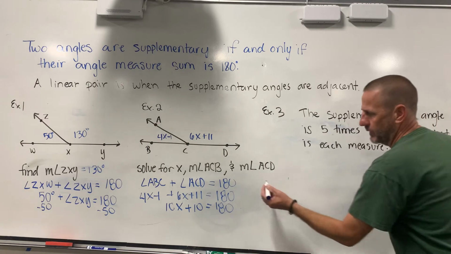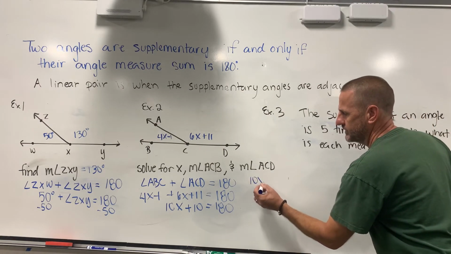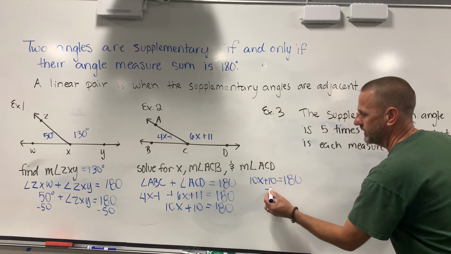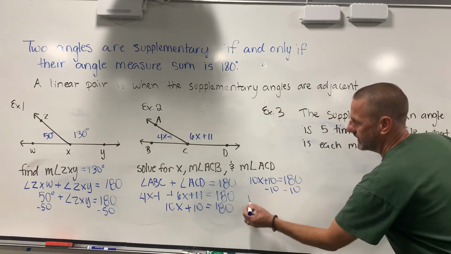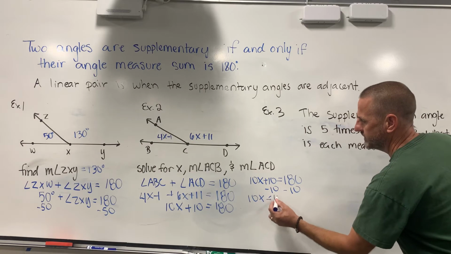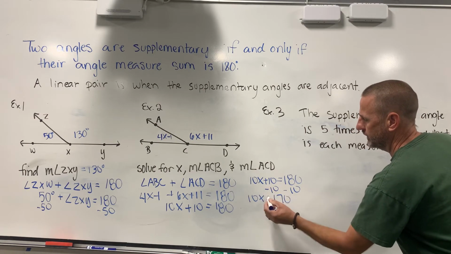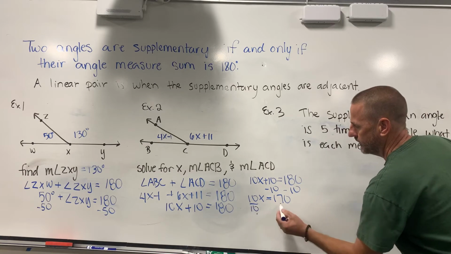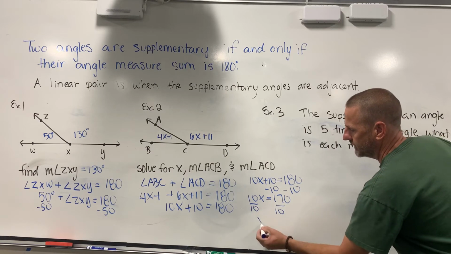Running out of room over here, so I'm going to write over here on the side: 10x plus 10 equals 180. Well, let's minus the 10. 10x equals 170. Oops, it's not a very good looking equal sign. X, if I divide by 10, comes out to be 17.